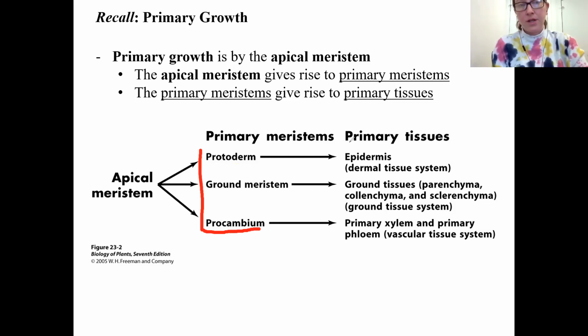So the protoderm is going to make epidermis. The ground meristem is going to make your ground tissues that we've talked about before, like cortex, for example, or pith. And then procambium is going to give rise to your primary xylem and primary phloem tissues.